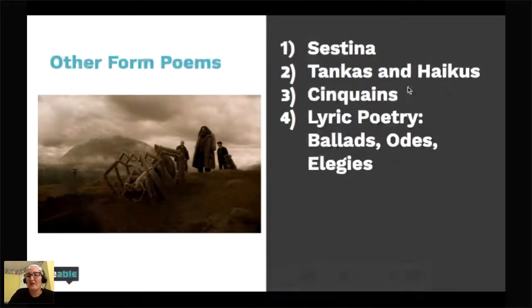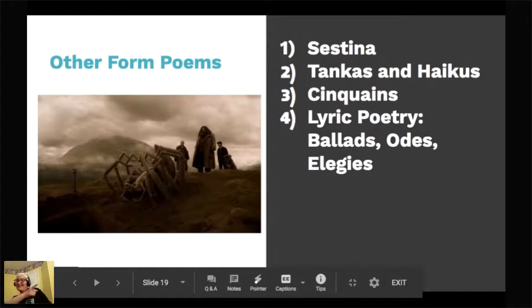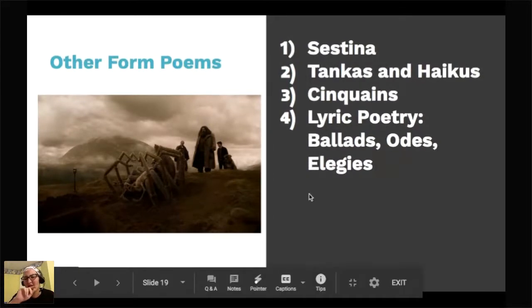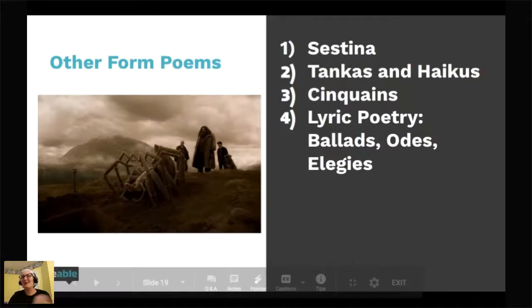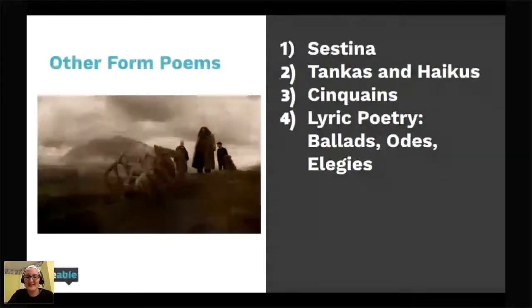Cinquains, tonkas, haikus, sestinas don't really appear much, but that doesn't mean they won't appear, so know what those are. Cinquain is a 5, oh gosh, no. I can't remember off the top of my head now because I want to be able to move it forward, but Sestina is really cool too. It's like a mathematical poem, so if you're super mathy, look up Sestina.